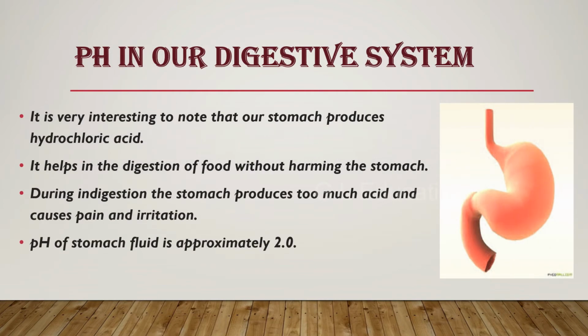pH in our digestive system. It is very interesting to note that our stomach produces hydrochloric acid. It helps in the digestion of food without harming the stomach. During indigestion, the stomach produces too much acid and causes pain and irritation. pH of stomach fluid is approximately 2.